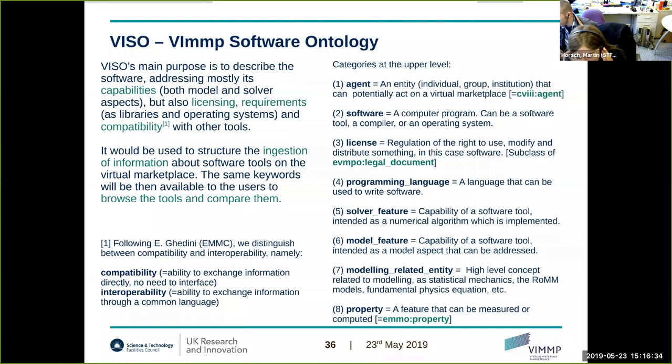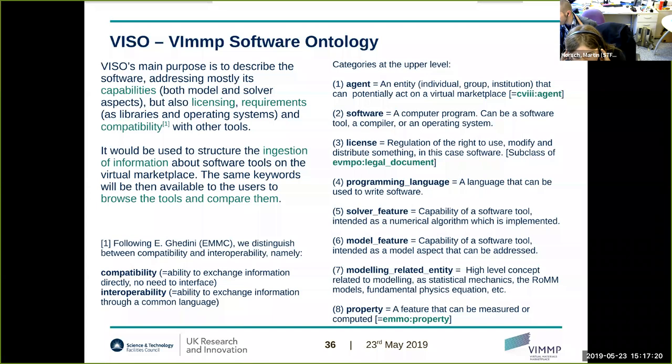comes to operating systems, and also compatibility with other tools, where with compatibility, we follow the distinction that Emanuele Ghedini has proposed between compatibility and interoperability, as it is outlined at the bottom of the slide, where with compatibility, we mean that two systems are able to exchange information directly, so there is no need to interface. Whereas with interoperability, we mean that the exchange happens through a common language. So for example, if we say that two software tools are compatible, it means that they can natively work together.